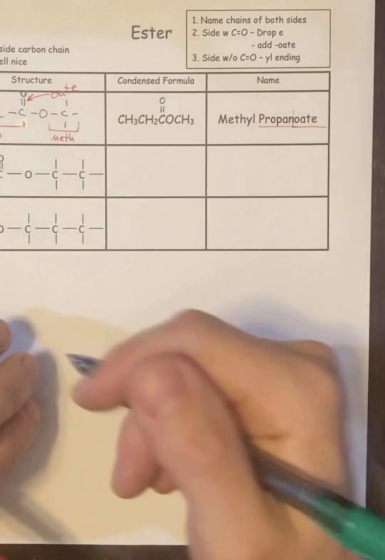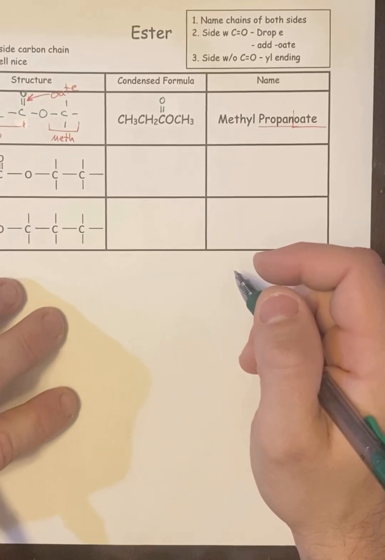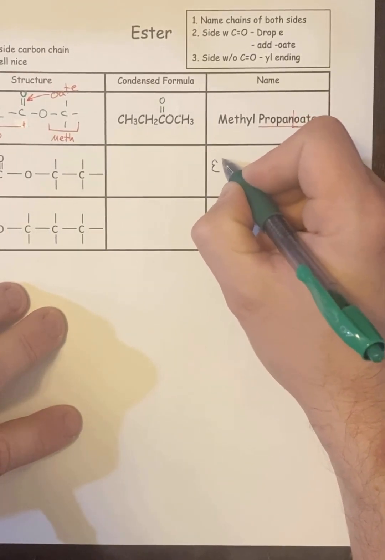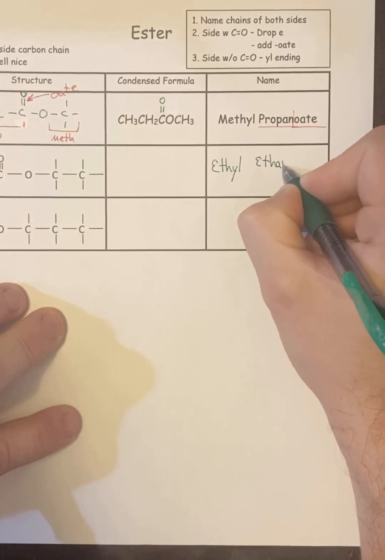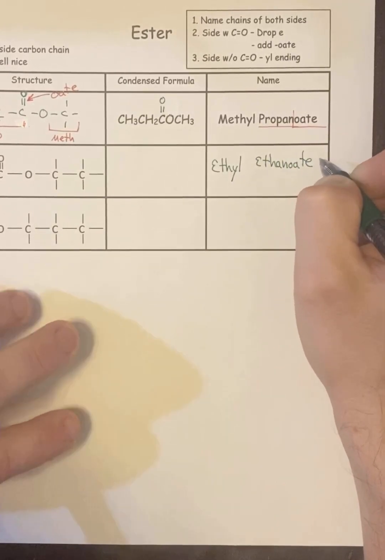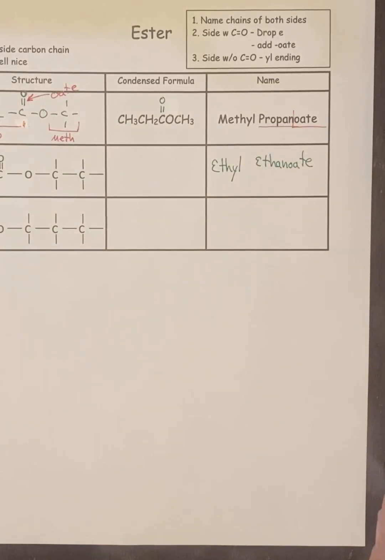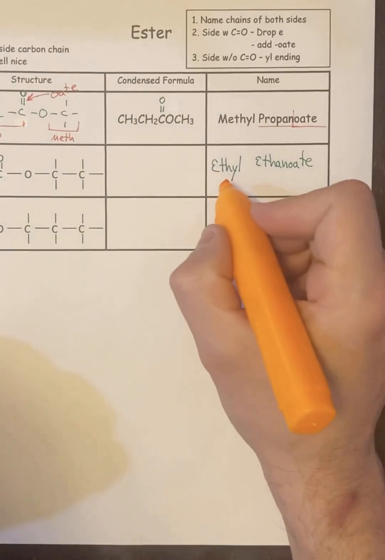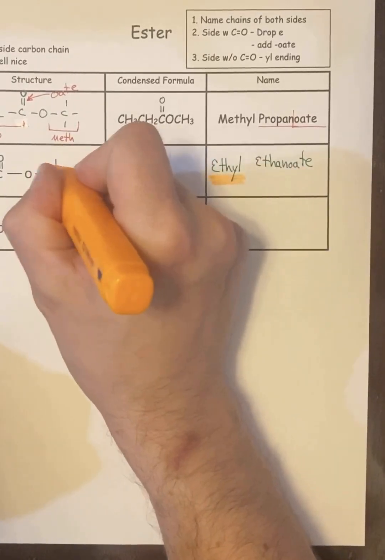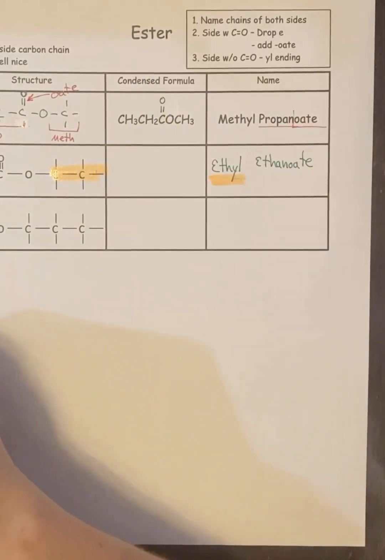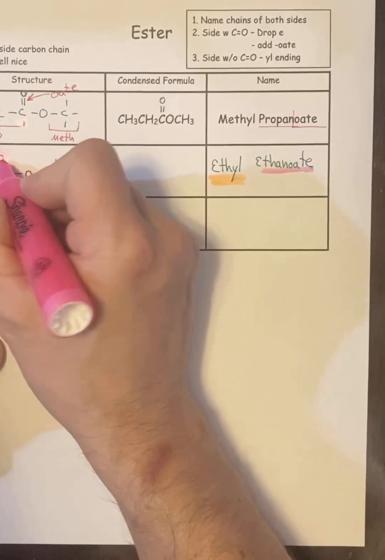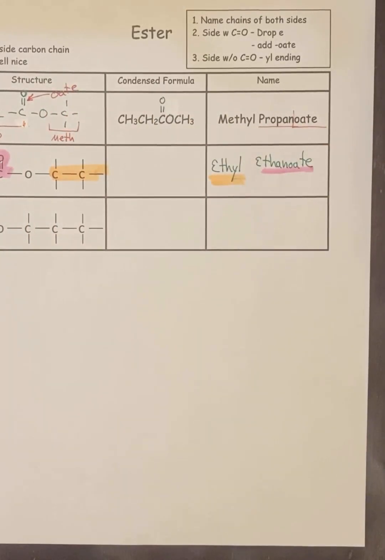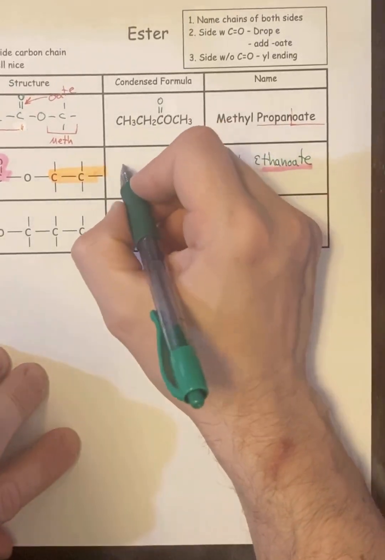So for this next one, believe it or not, whichever way you did it, you get it right either way. This one is called ethyl ethanoate. But I want to mention this. This part is the ethyl, and then the ethanoate is this part because of that double bonded O. Okay, so condensed would just look like this.